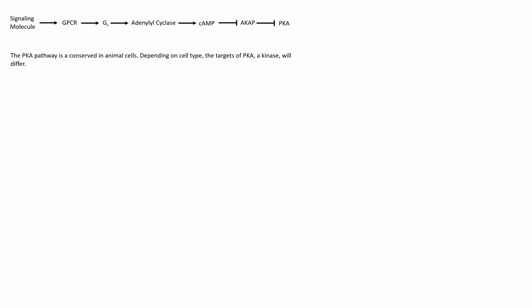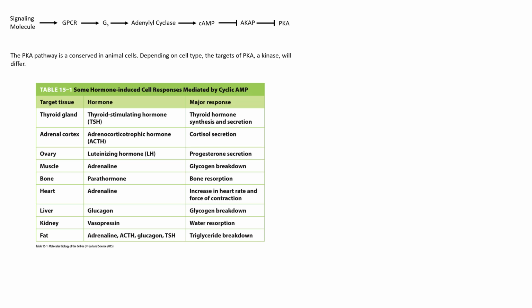The PKA pathway is conserved in animal cells. Depending on cell type, the targets of PKA, a kinase, will differ. Just to make sure we understand, PKA is a kinase. It will phosphorylate substrates, downstream proteins in the pathway, and those downstream proteins will be different depending on the cell type. And that's being shown in this table here.